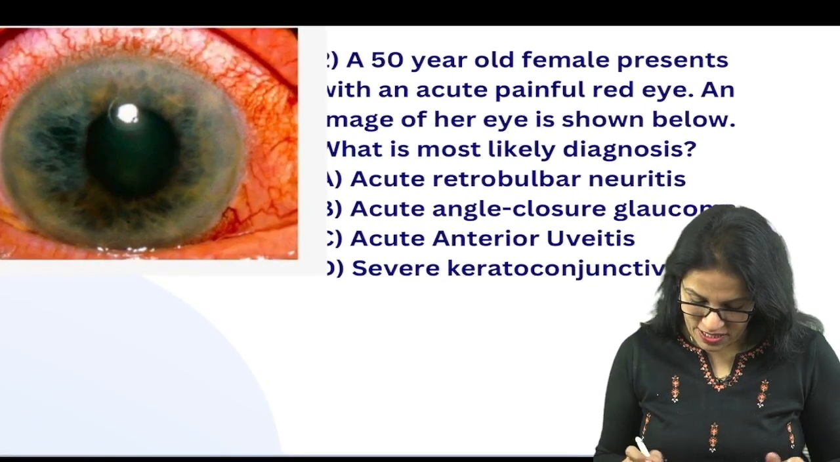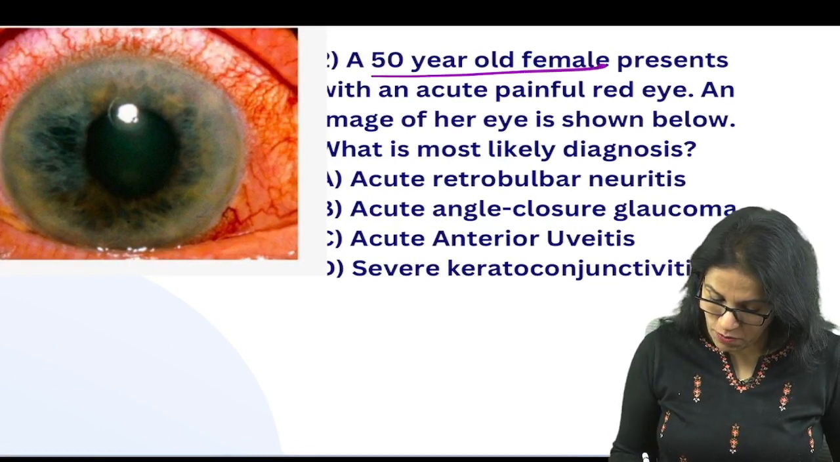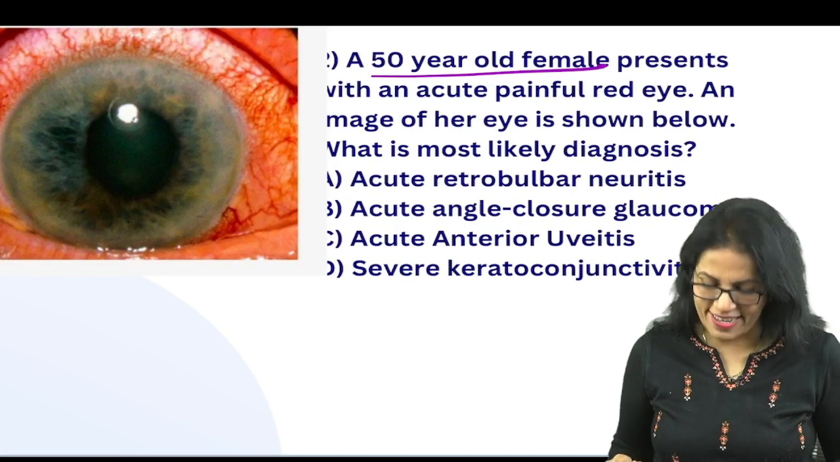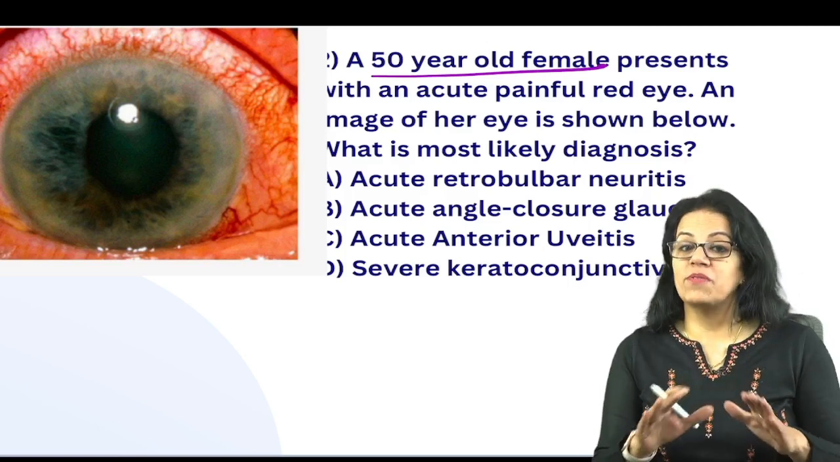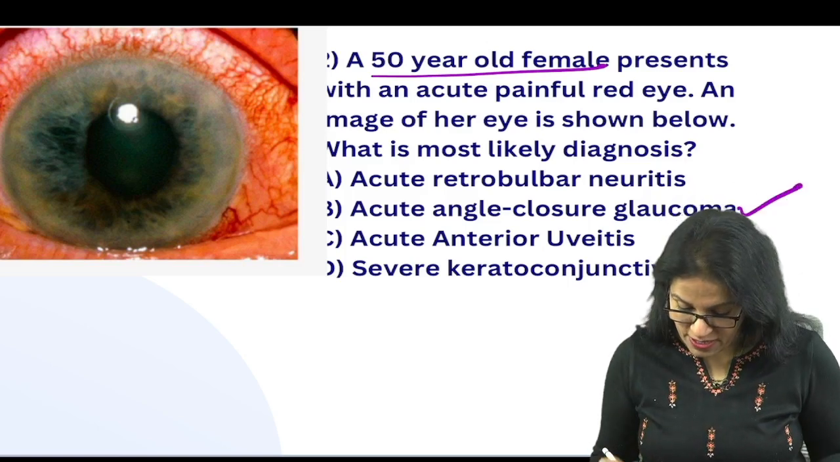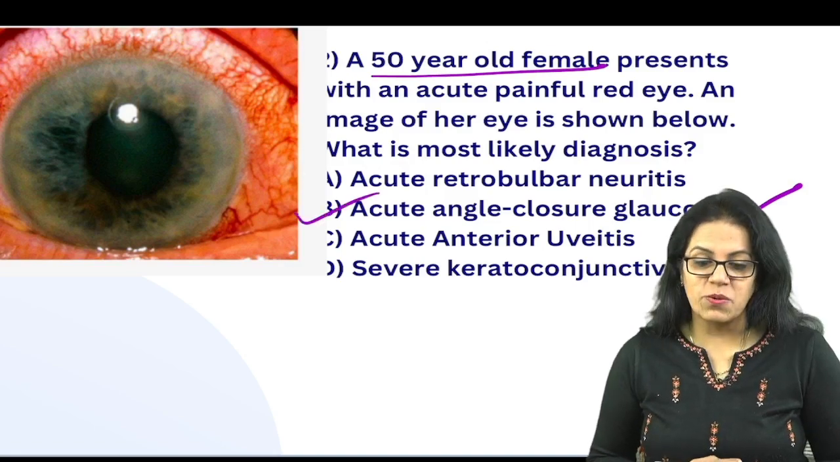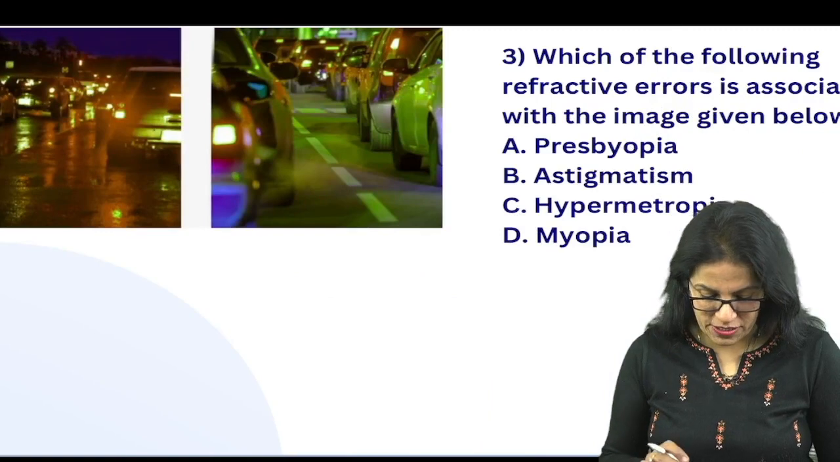Let's see the question now. A 50-year-old female presenting with acute painful red eye. Image is shown below. What is the most likely diagnosis? It is not a constricted pupil, so it cannot be uveitis. Our answer will be acute angle closure glaucoma. It's very simple, right? Let's see the next picture.